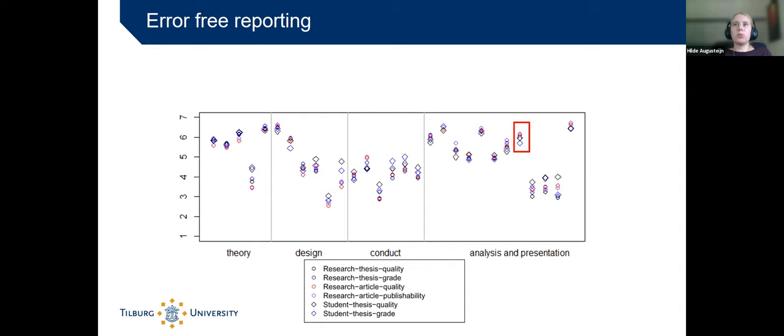For the error-free reporting, we see that they rate this as quite important, and they actually state that reporting the statistical results without errors is of importance to them when they assess the quality.